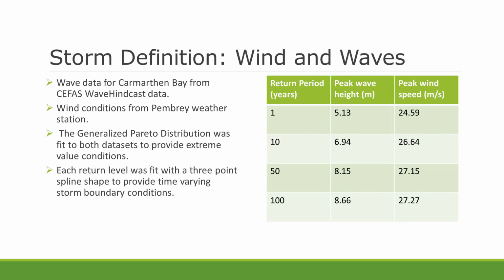Alongside the surge, the storm wind and wave conditions were analysed. Wave data was provided from the CFSR Wave Hindcast dataset that provides wave data at 20 km resolution around the UK waters from 1979 until present. Wind data came from the Pembrey Weather Observation Station, which is in close proximity to the case study site in Carmarthen Bay. A generalised Pareto distribution was fit to both datasets to provide the required range of extreme value conditions. To create a time-varying profile through the storm event, a 3-point spline was used in combination with each of the peak storm values.